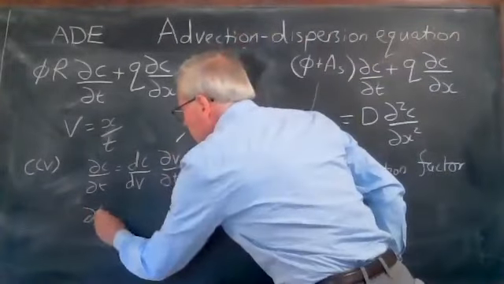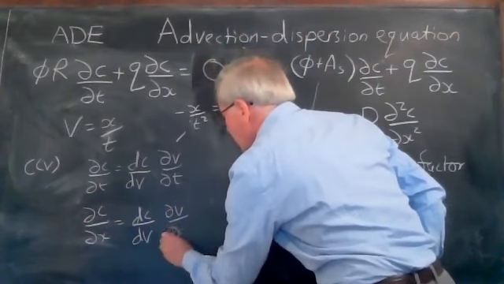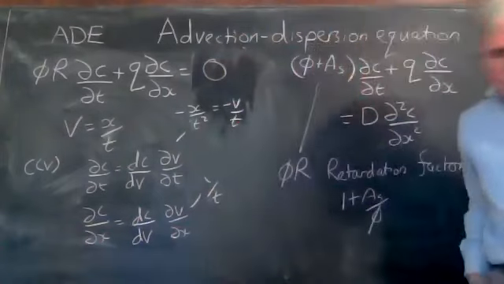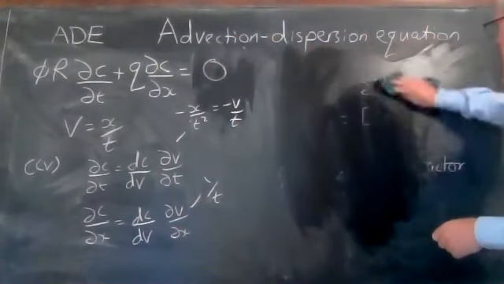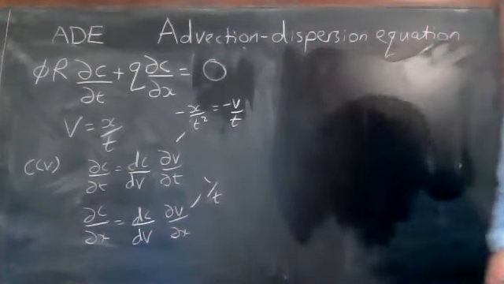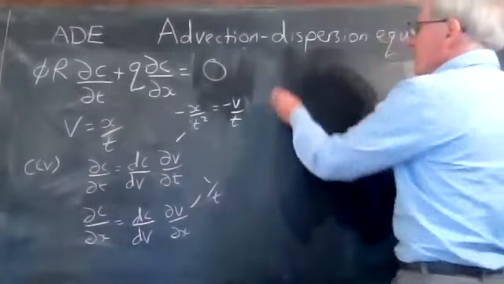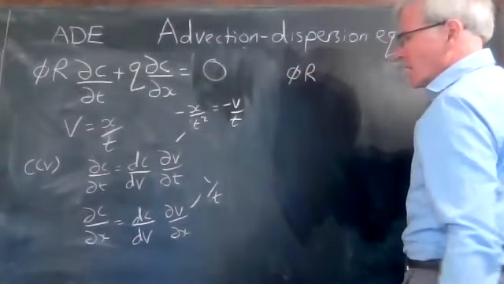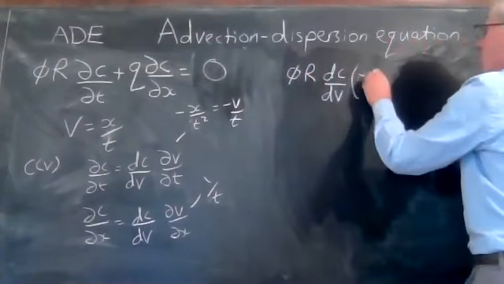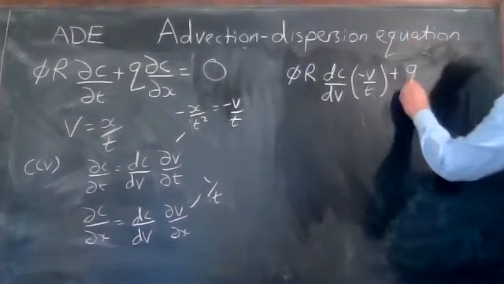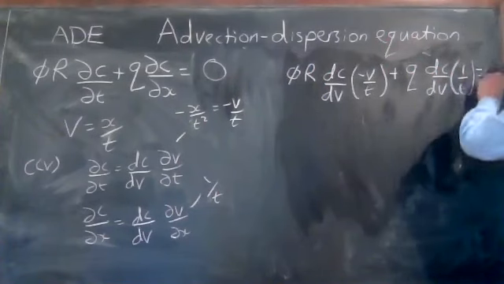Then we've got a dc dx term, which is dc dv, dv dx, and that's even easier. That's just 1 over t. So we can just plug this into the equation. Okay, let's do it. So we get phi r dc dv minus v over t, plus q dc dv, and that's 1 over t, equals zero.